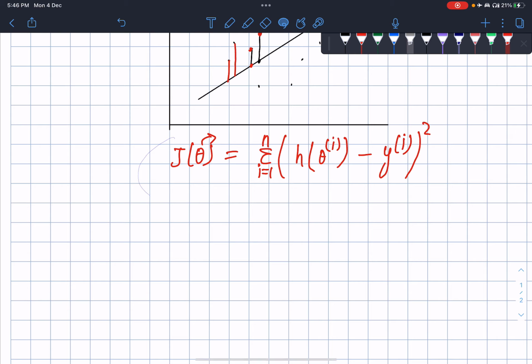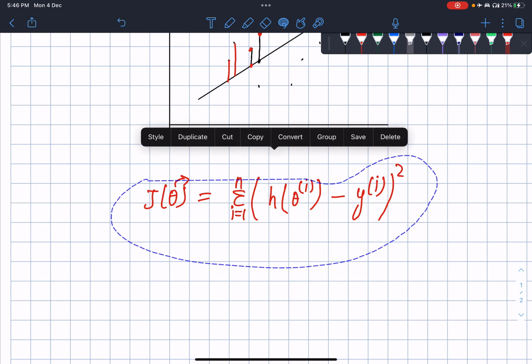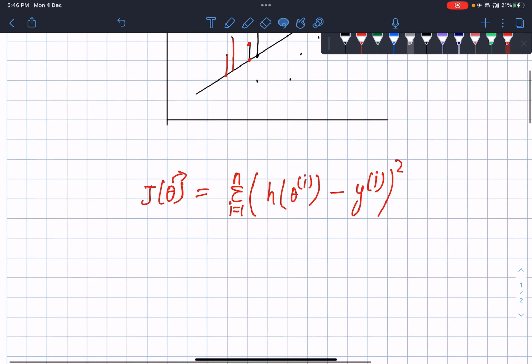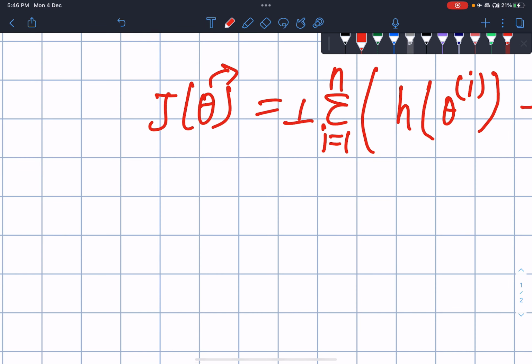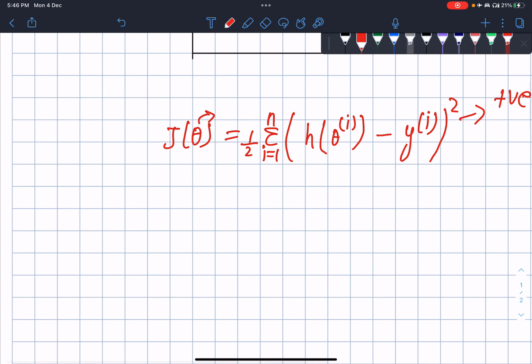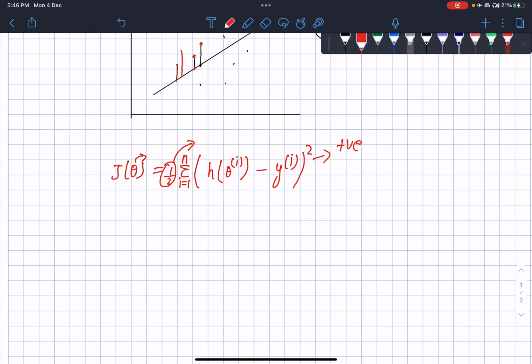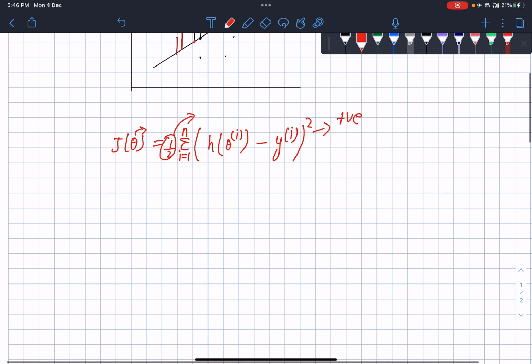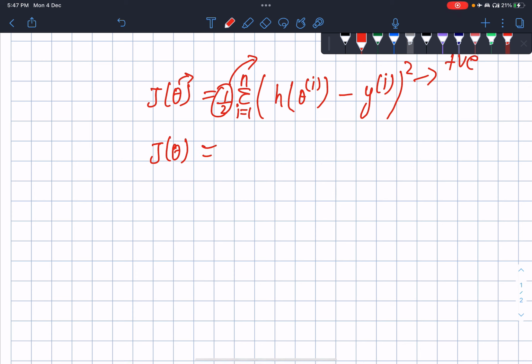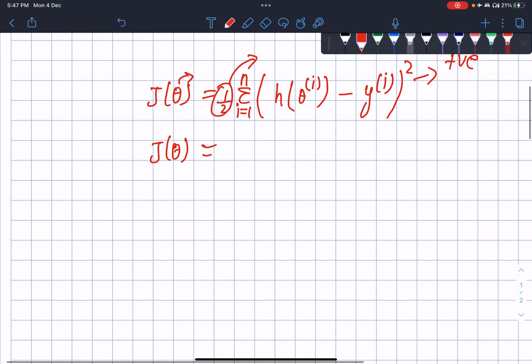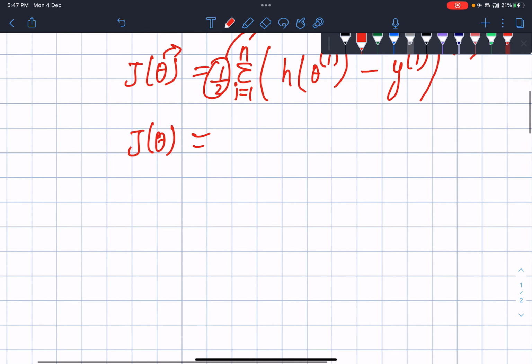We square it because we want only positive numbers. This will give us a positive value, not a negative value. And we'll add 1 by 2, and we'll talk later about why we add 1 by 2 in it. So g of theta is the function that takes care of the error, that is, how far our predicted value is from the real value, the ground truth.